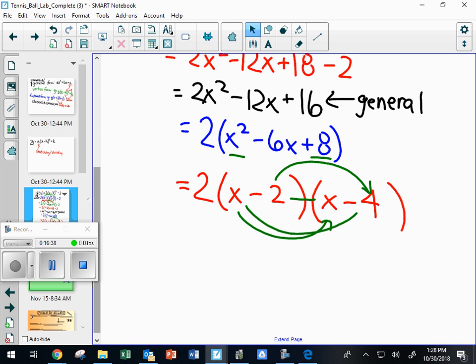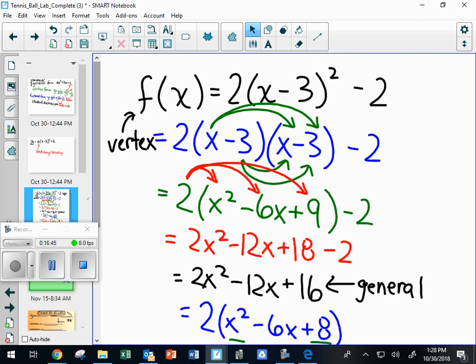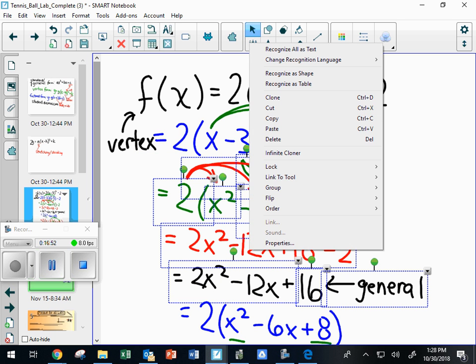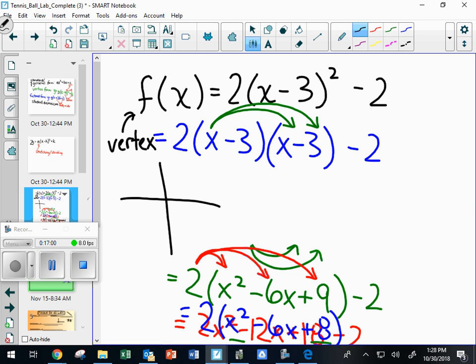One more thing before we start homework. All right. I want to go all the way back up here to our vertex form. If I wanted to just going to move that down. If I wanted to make this graph, what information do I know from this vertex form? The vertex. What is the vertex here? 3, negative 2. So I'm going to say that's about here.